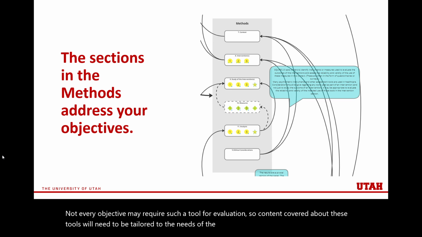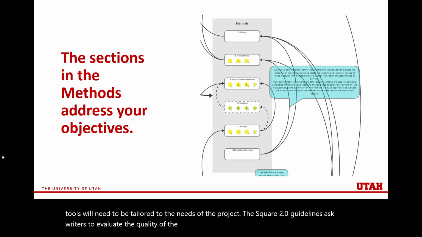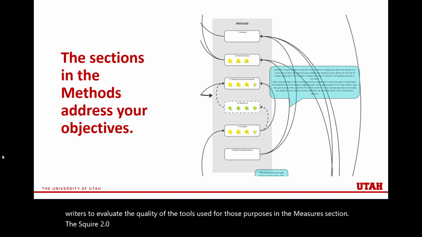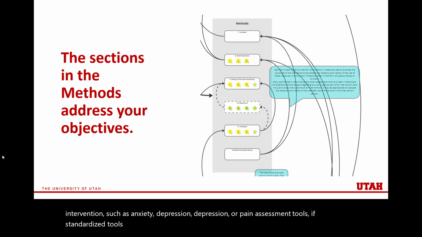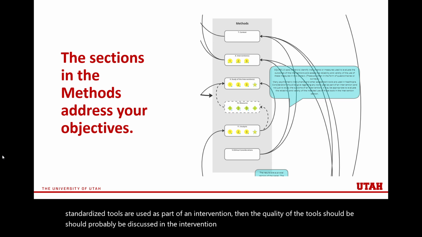The SQUIRE 2.0 guidelines ask writers to evaluate the quality of the tools used for those purposes in the measures section. The SQUIRE 2.0 guidelines don't specifically address standardized tools used as part of the intervention, such as anxiety, depression, or pain assessment tools. If standardized tools are used as part of an intervention, then the quality of the tools should probably be discussed in the intervention section of the paper.